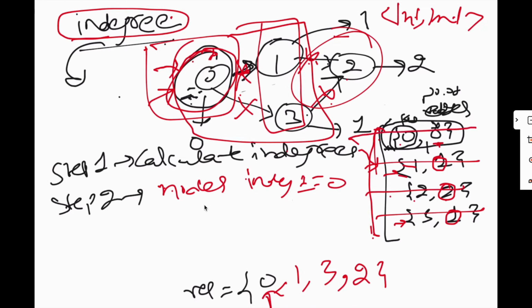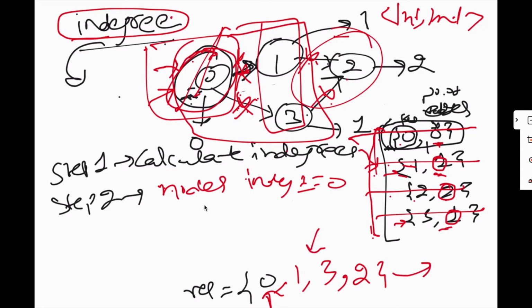Because we are removing the node, it means we are removing the edges which are going out from that node or coming into that node. So we will again update the indegrees of the remaining nodes, and again we'll process the same thing. We'll find the nodes where indegree is 0, and we'll put them into the answer, and at the end we can return this answer.